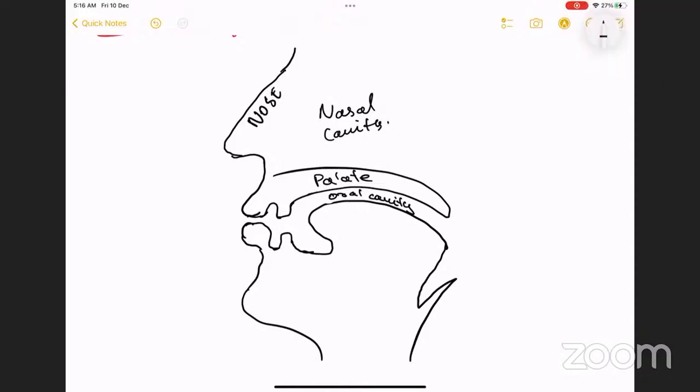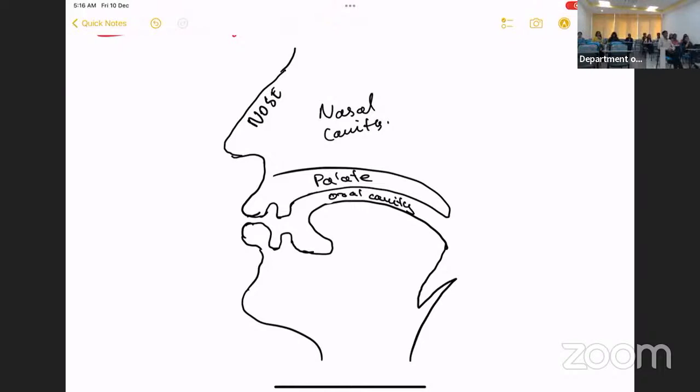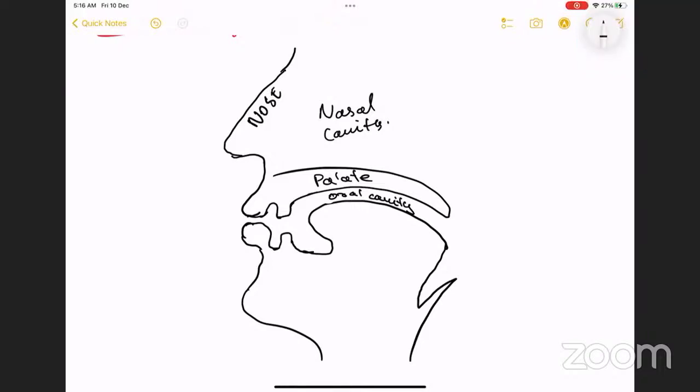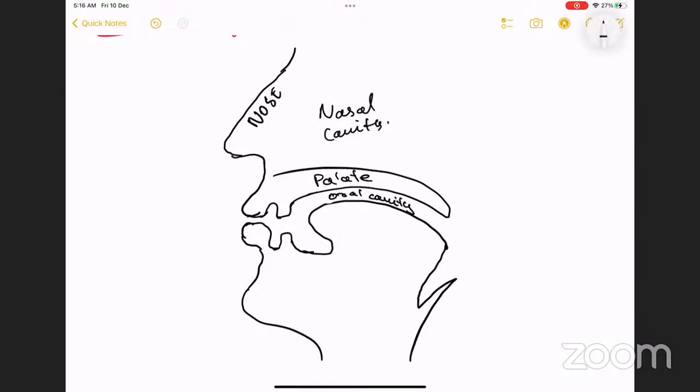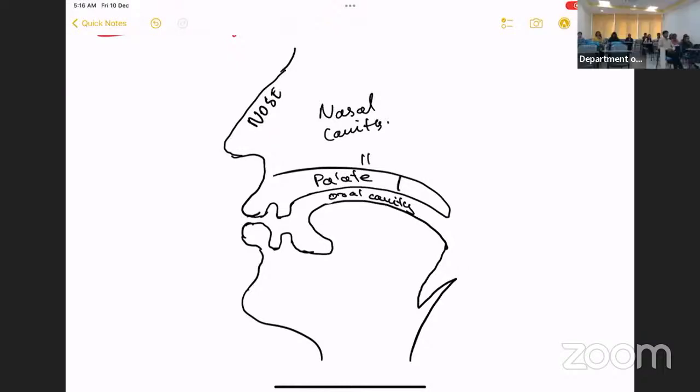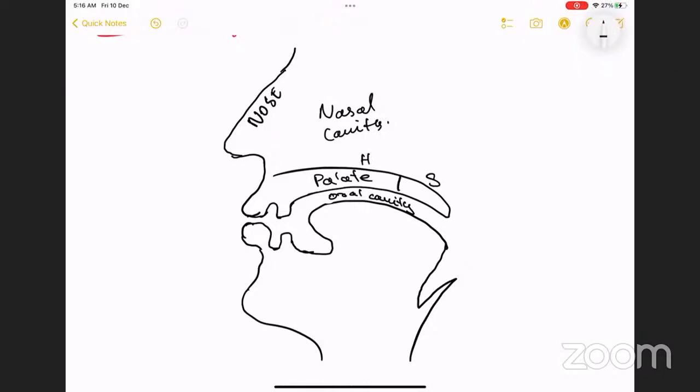But anatomically, palate is nothing but the part that is present above your tongue. So if you press your tongue upwards, if you touch your tongue to the top part, that is the roof of your oral cavity, you can feel something hard up there, and that is the palate. Now that hard part is specifically the hard palate, because in the posterior part it is the soft palate.